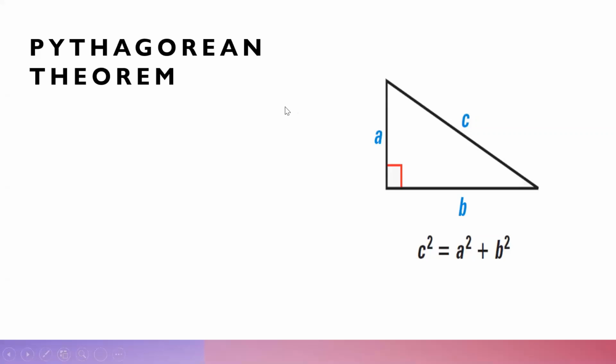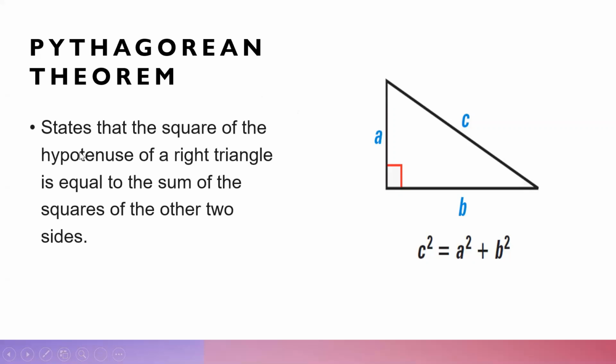Now let's talk about the Pythagorean theorem. The Pythagorean theorem states that the square of the hypotenuse of a right triangle is equal to the sum of the squares of the two other sides.